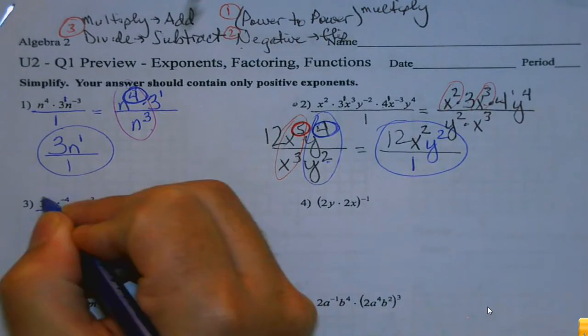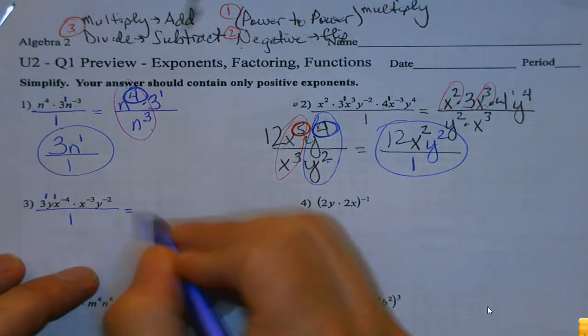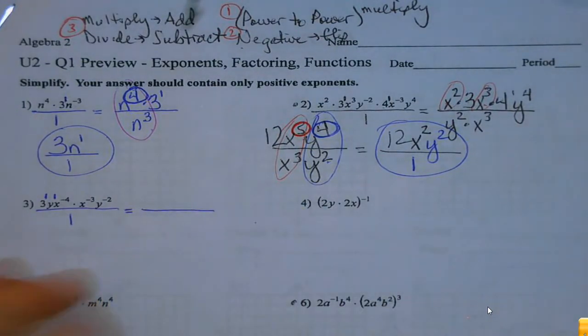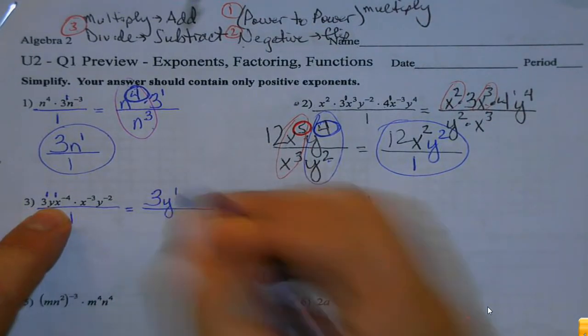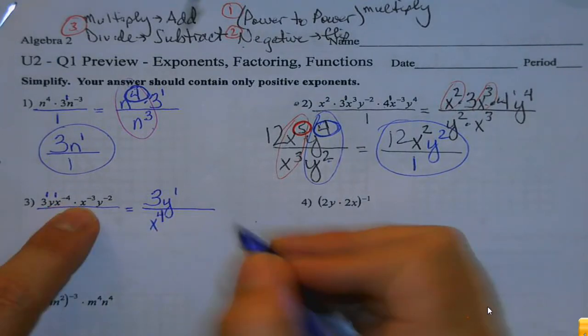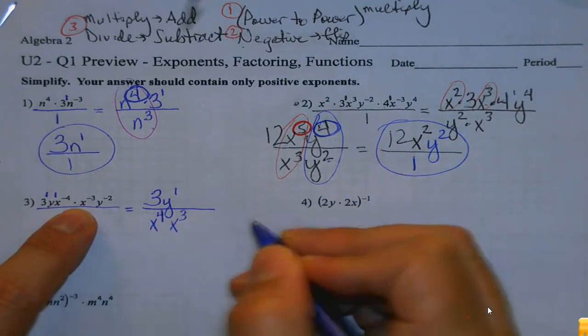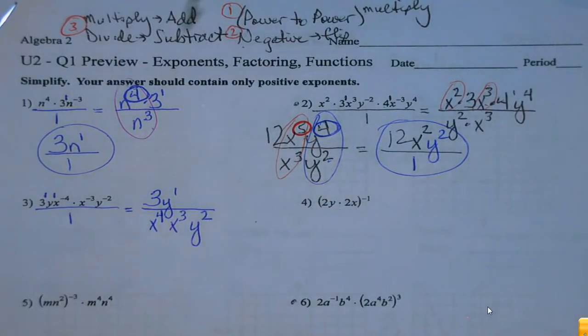Number 3, still kind of going along that same thing. I see negative exponents. I see terms with no exponent. Got to fix both of those. So I'm like, all right, so 3 gets to stay. Y to the first gets to stay. X to the negative fourth flips. X to the negative third flips. Y to the negative second flips. So I got a lot of stuff going on this time.